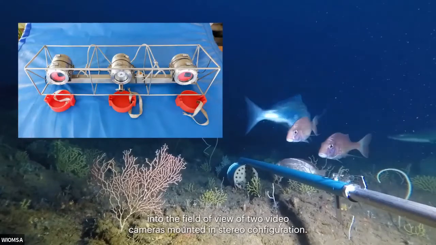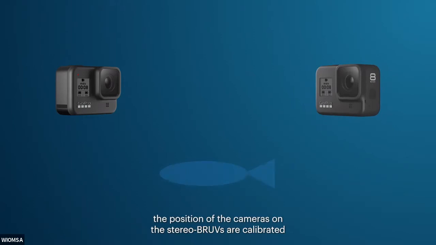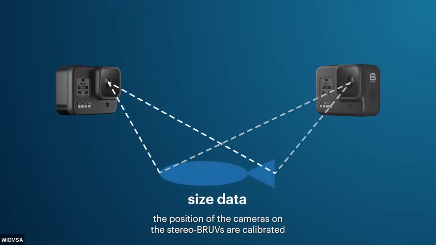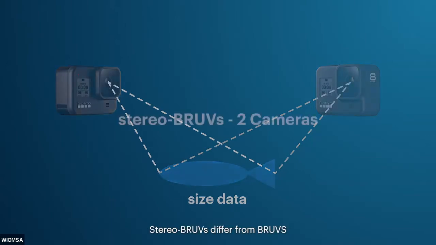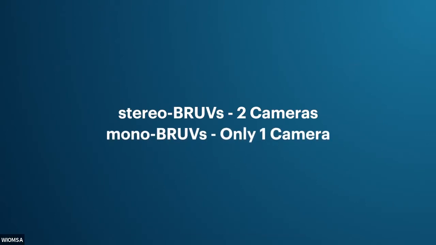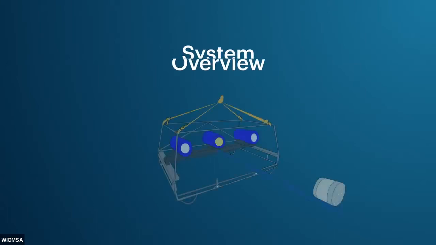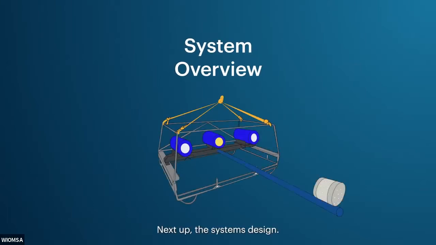mounted in stereo configuration. To enable size measurements, the position of the cameras on the stereo BRUVs are calibrated to enable stereo photogrammetry. Stereo BRUVs differ from BRUVs in that they have 2 cameras, whereas BRUVs typically only have 1. Consequently, their ability to collect accurate size data for the fishes from the videos is the core feature that distinguishes stereo BRUVs from BRUVs. Next up, the system's design.